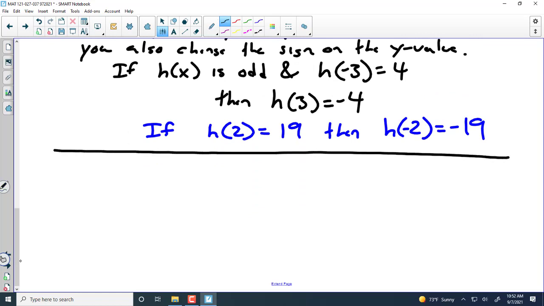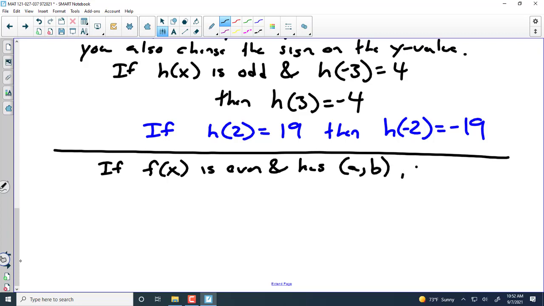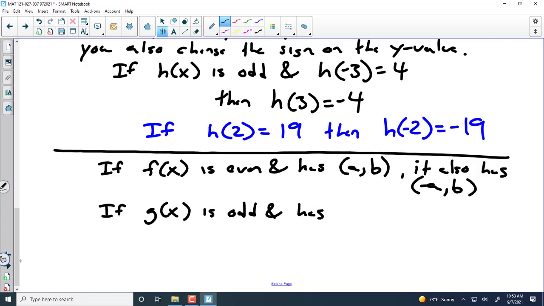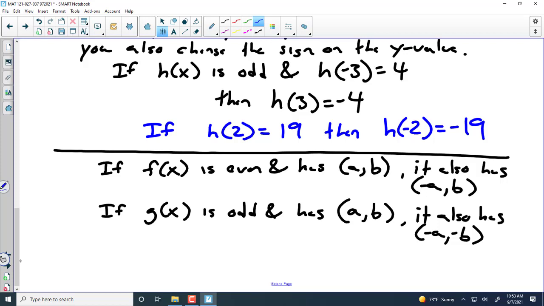Little summary here. If f of x is even and has (a, b), it also has (negative a, b). If g of x is odd and has (a, b), it also has (negative a, negative b). And we need to know that if we're going to work with these things.